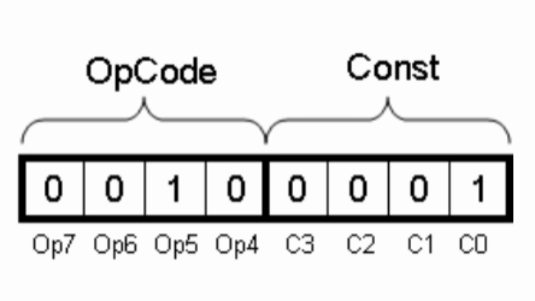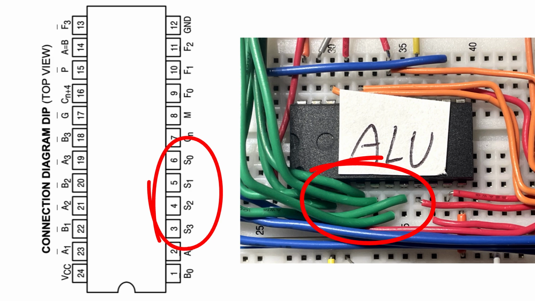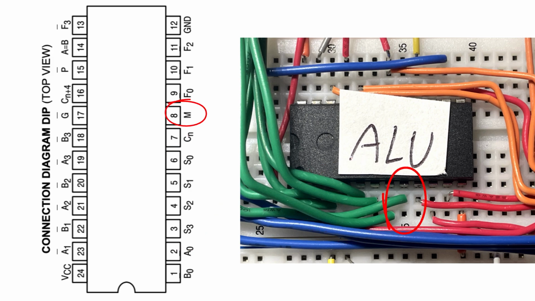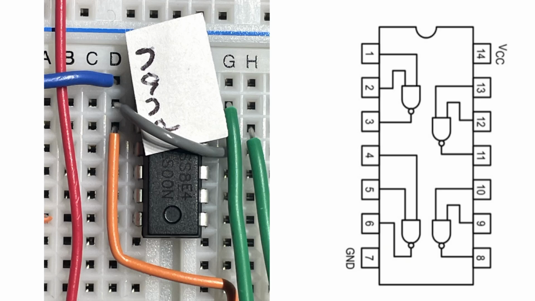The 4 most significant bits are sent into the ALU select pins to choose the ALU operation. The next 2 bits control the ALU's mode and whether or not carry in is used. The final 2 bits enable or disable the accumulator and RAM. And at the same time, the 2 most significant opcode bits are ANDed together to decide whether the program counter should increment normally or follow a different path.